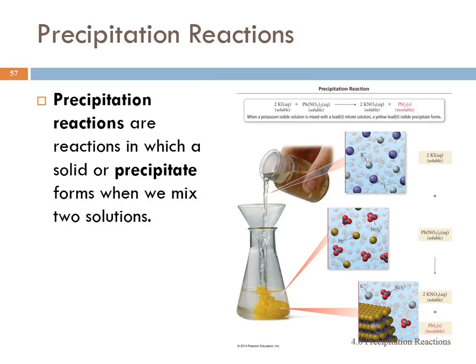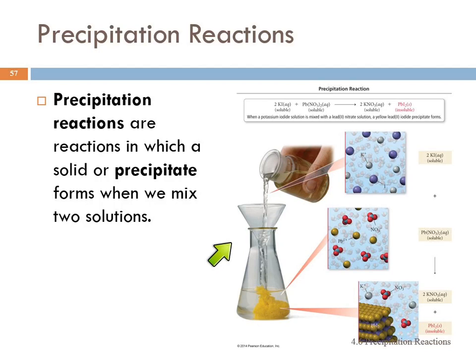Precipitation reactions happen when you have two soluble compounds, two solutions being mixed, and you form a solid. It's called a precipitate. It kind of looks like snow sometimes. Snow, the meteorologists will call precipitation, right? And today we're hoping to get some rain falling here to help put out that horrible fire.